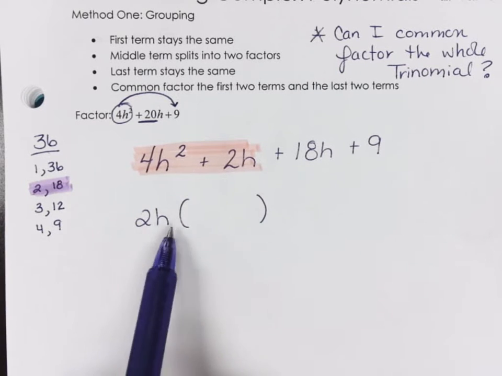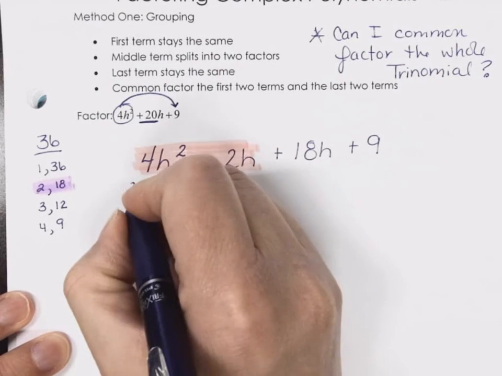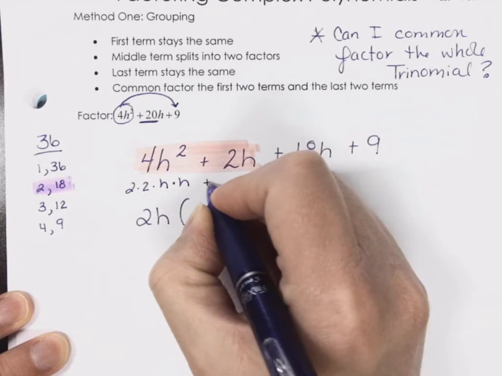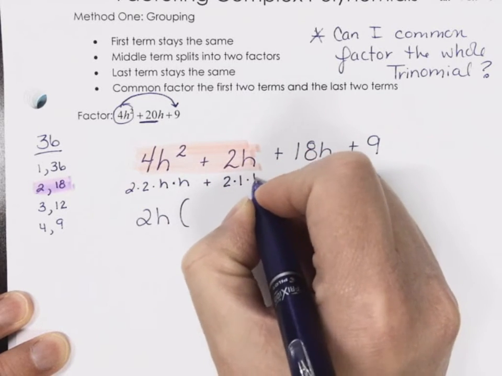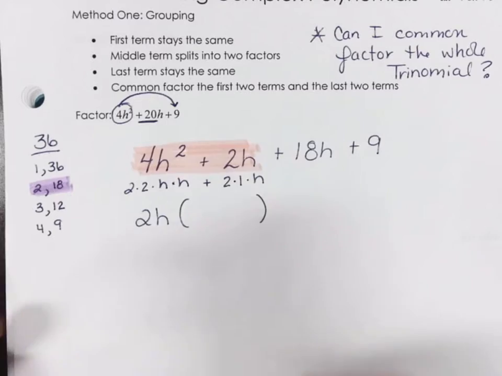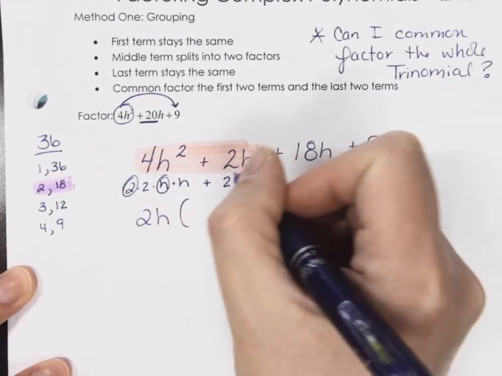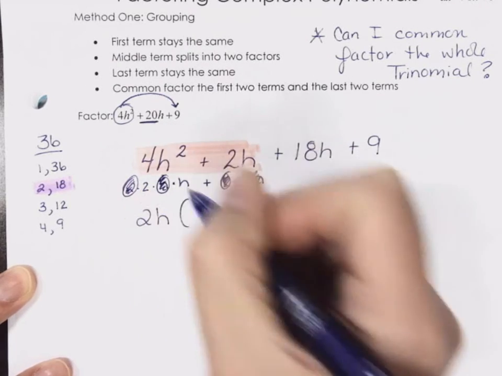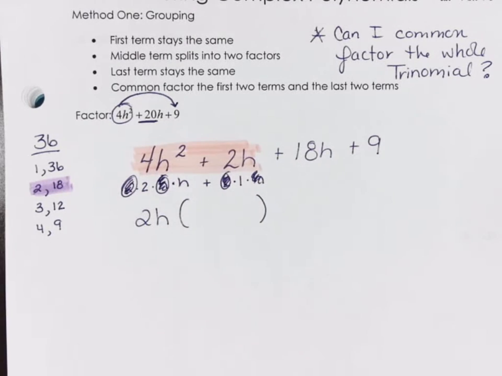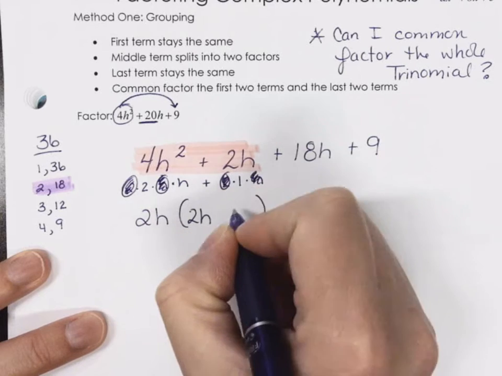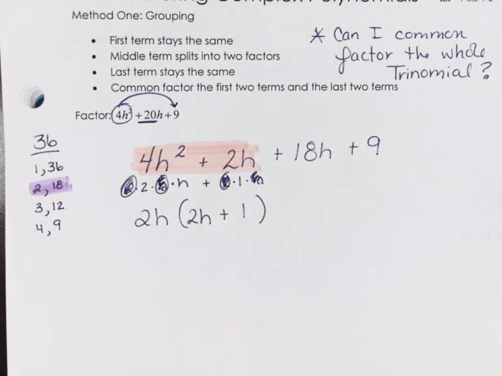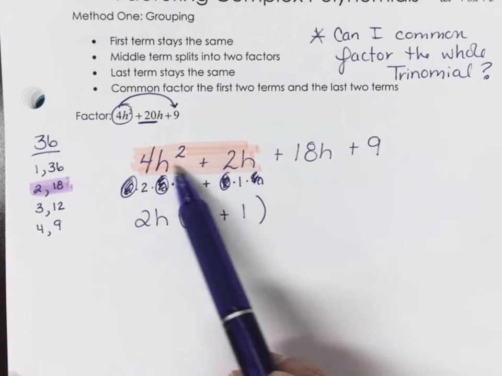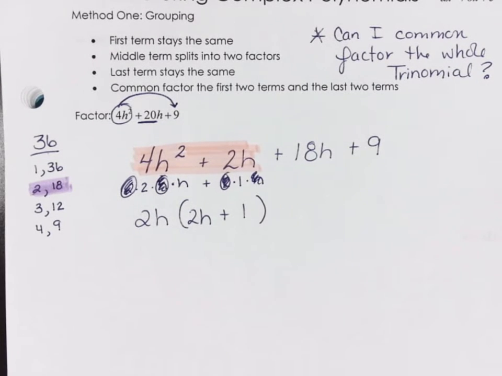Okay, so another quick way of doing it, so if we take 4 out and we say 2 times 2 times H plus 2 times 1 times H, if we expand that, and you're telling me I've taken out a 2 and an H and a 2 and an H, I'm just going to scribble those out because we took those out. What am I left with? 2H plus 1. Now remember, in order to check to see if this works, if I multiply that 2H back in, I should get exactly the same thing that's highlighted in pink there.